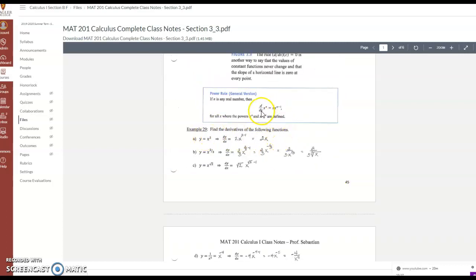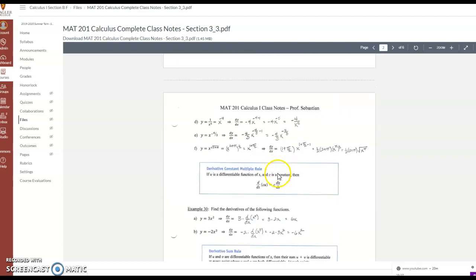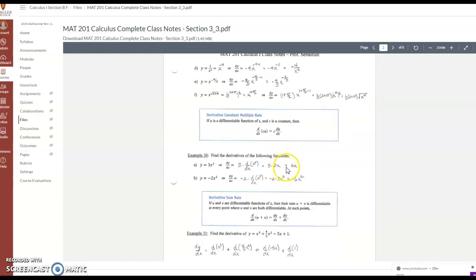The derivative of a power of x to the n is n times x to the n minus 1. In other words, for x squared, you bring the 2 down and subtract 1 from the exponent, so it's 2x to the 1, or just 2x. For x to the 2/3, you bring the 2/3 down, then it's x to the 2/3 minus 1, so that's 2/3 x to the minus 1/3, etc. That's what's called the power rule.